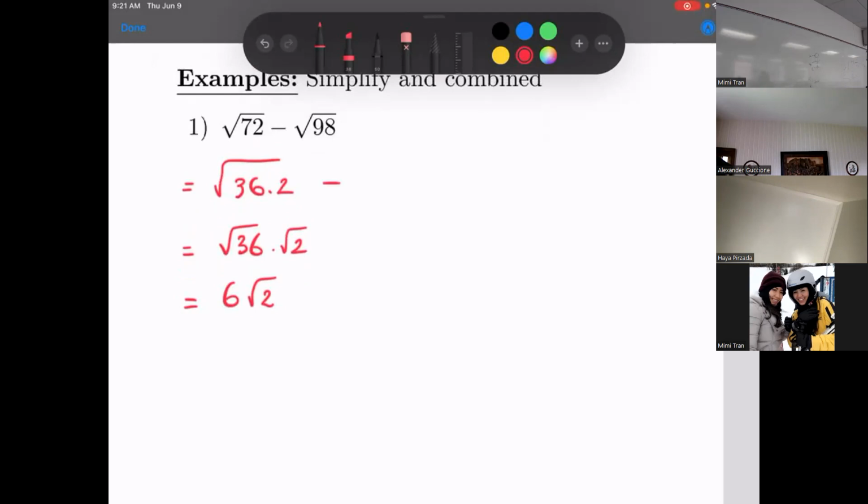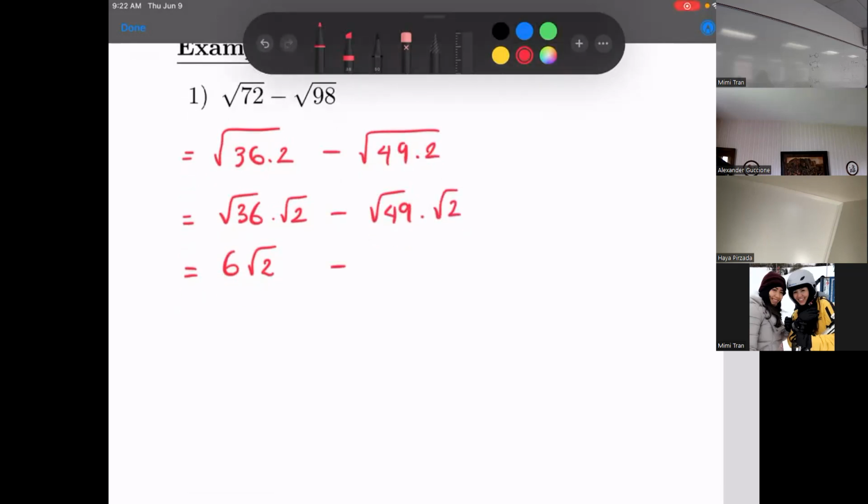Now 98. Yeah, 2 and 49. I'll write the 49 first. It doesn't matter, but I like to put the perfect square in front. And then you break it up again: root 49 times root 2. Root 49 is 7, times root 2.